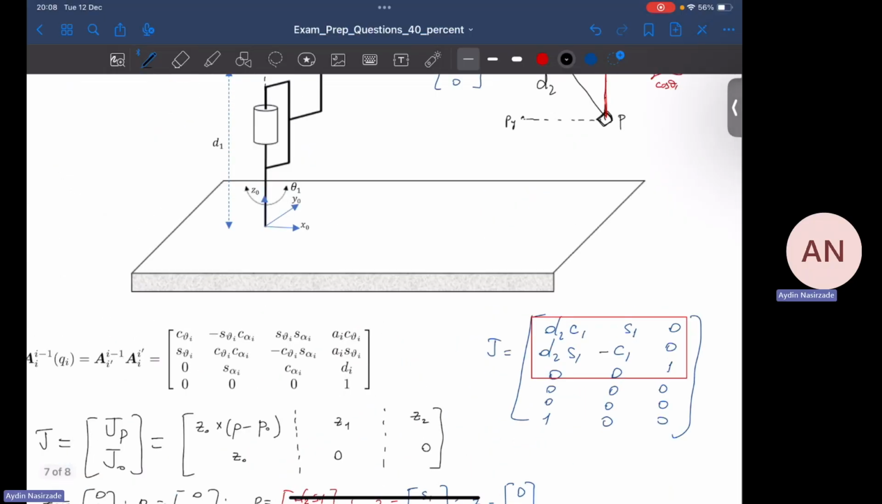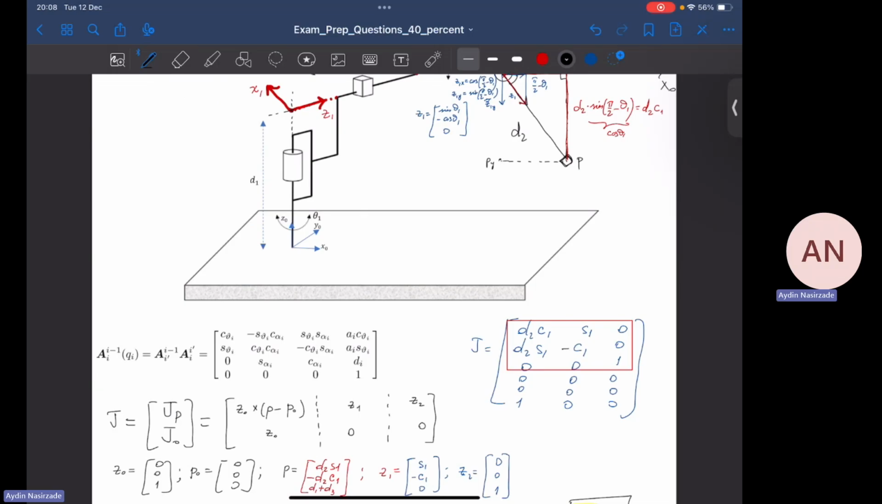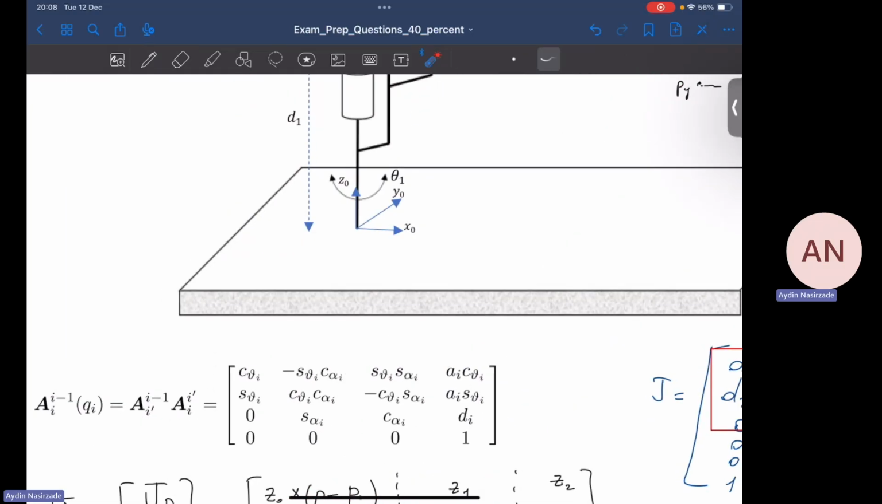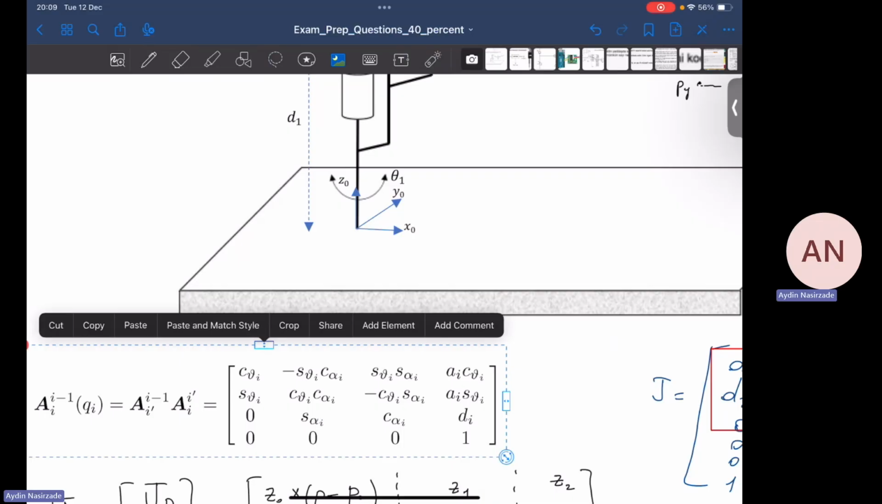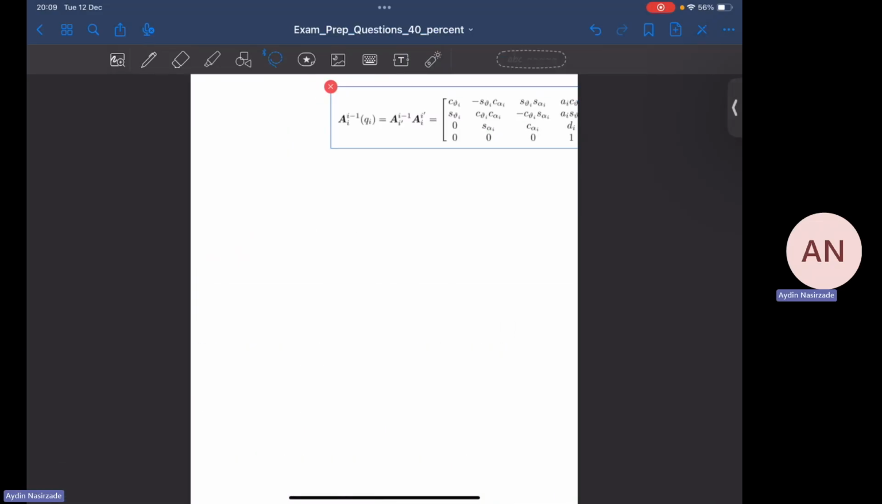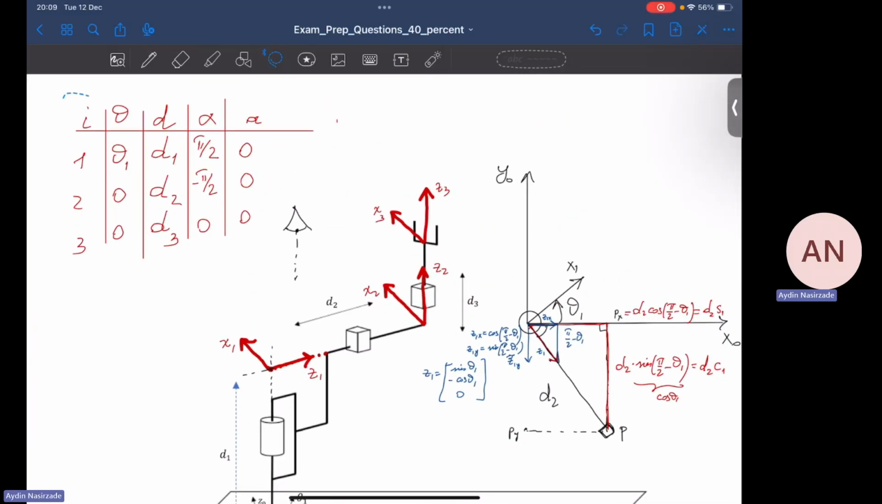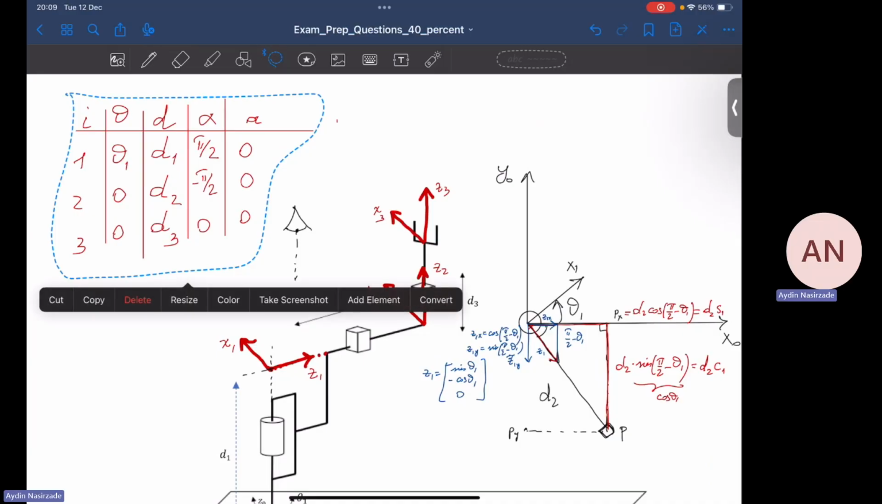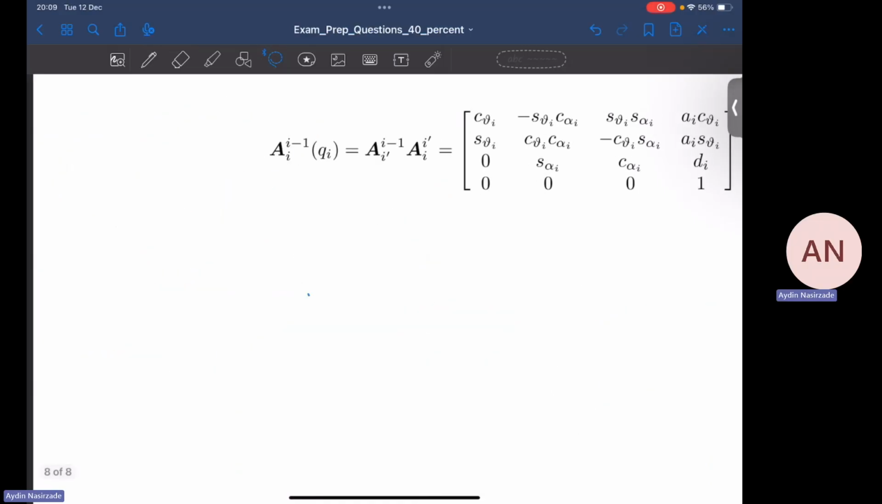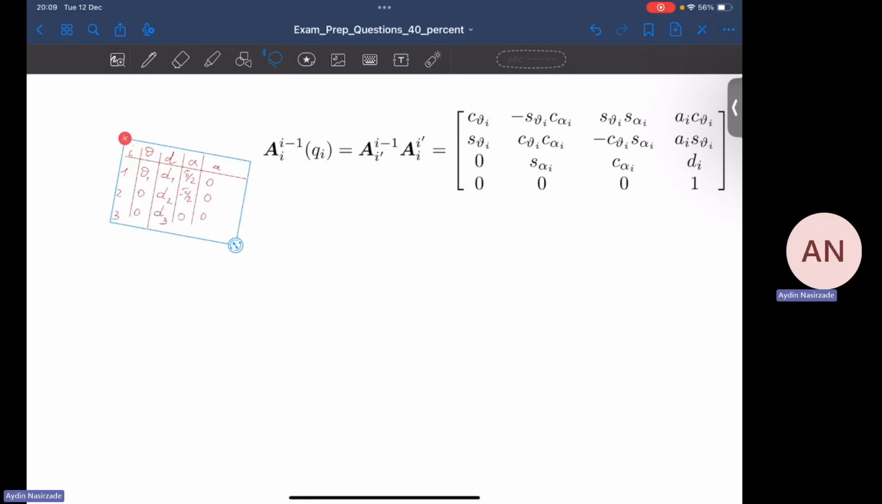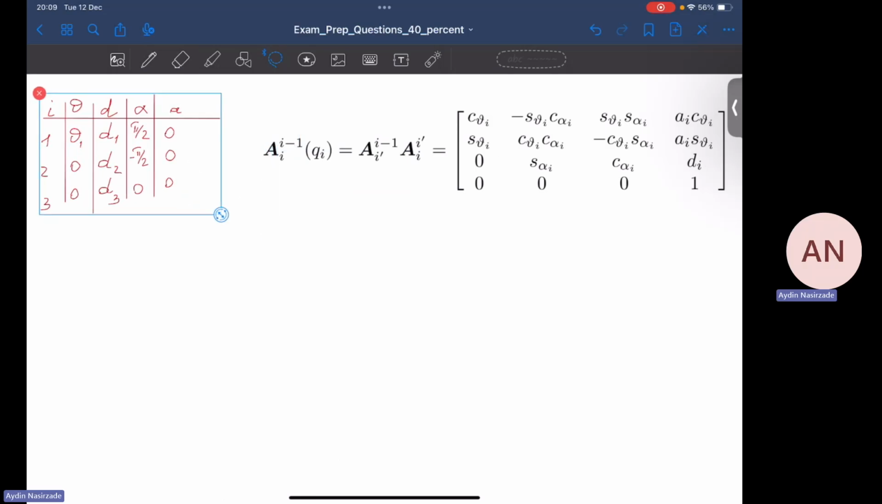So far, so good. Now let's try to do the same thing in terms of the Jacobian matrix, using this particular matrix. Now let me copy it. Let me put it right here, and I'm going to need the DH parameter table, obviously. The DH parameter table, I'm going to need this one too. All right.